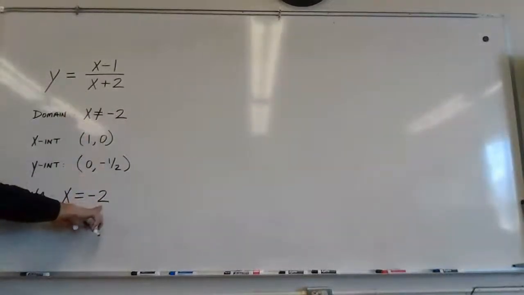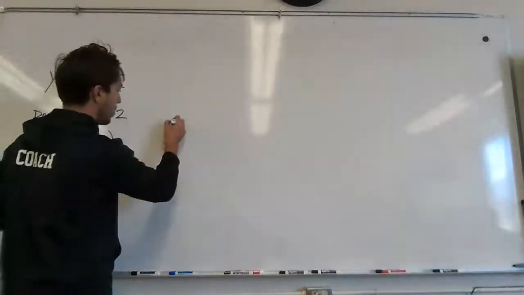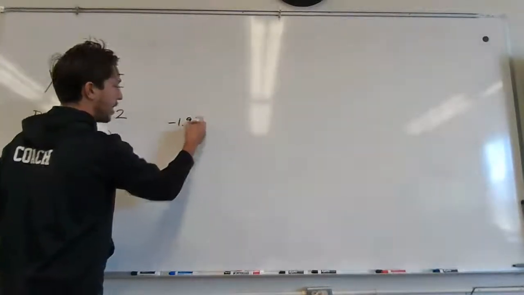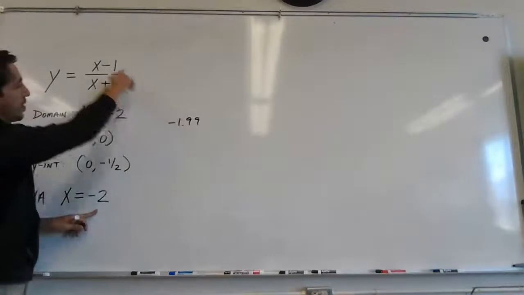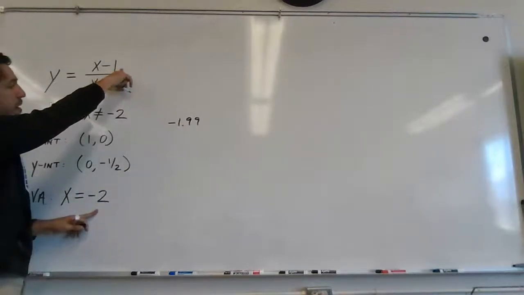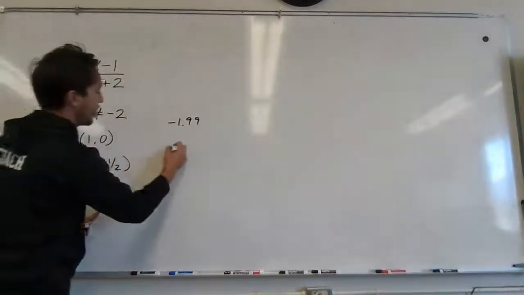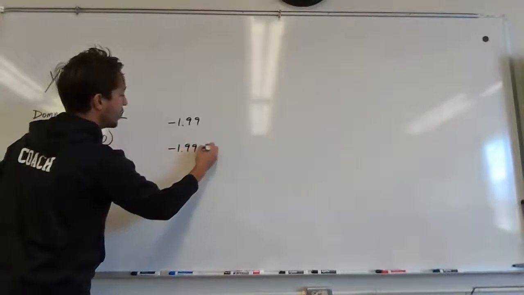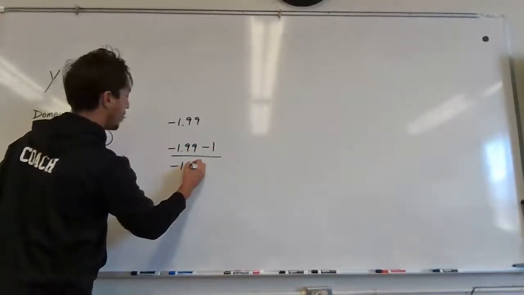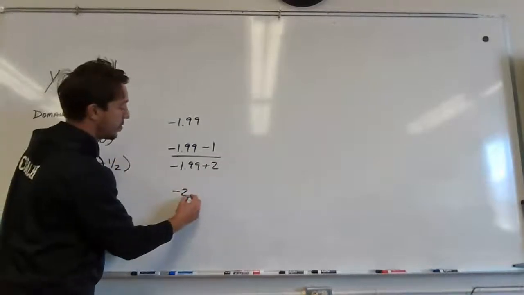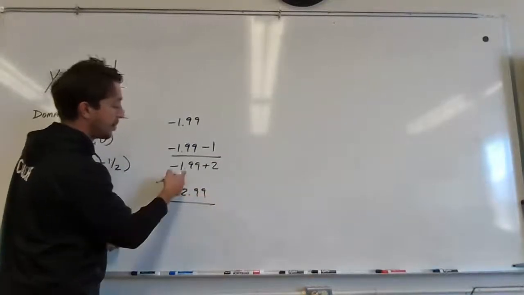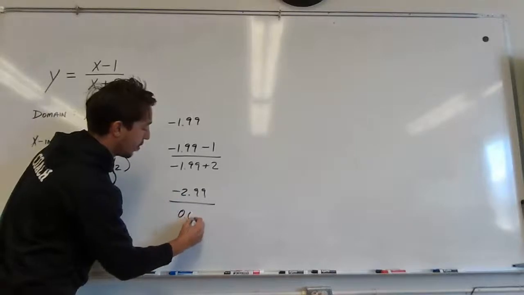Well, what's a number really close to -2? I don't know. How about -1.99? That number is pretty close to -2. It's not super close, but it's pretty close. If I plug that number in, let's look at what kind of y value we get. You get -1.99 minus 1 over -1.99 plus 2. So the top would be -2.99, and the bottom would be 0.01.